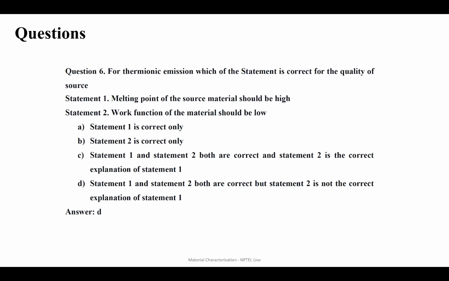Both are correct, but 2 is not the correct explanation of 1. So for thermionic emission, you want a high melting point material so that the material does not melt at high temperatures, and you want your work function to be low so that the energy loss in extracting the electron from the material is very low. So both are correct, but both are independent statements.